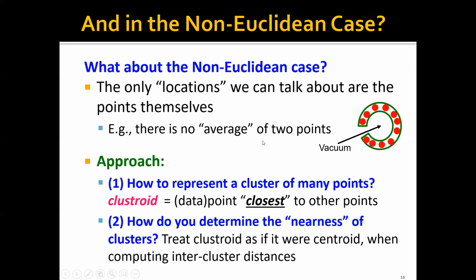So for the first question of how to represent a cluster of many points, we will use clustroids as opposed to centroids to represent the cluster of points. And we define the clustroid as the data point that is closest to other points. And for the second question, how do you determine the nearness of the clusters? We can just treat the clustroid as the centroid, and then we will compute the intercluster distance as we usually do it.